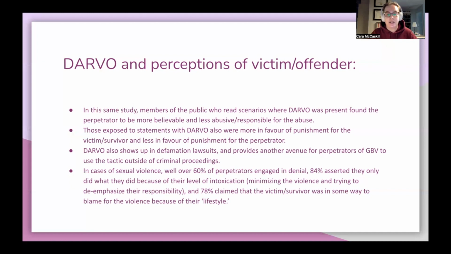78% of perpetrators claimed that the victim or survivor was in some way to blame for the violence because of their quote-unquote lifestyle. So they often brought up things like sex work or substance use or having children out of wedlock as a reason that the victim or survivor would be in some way culpable or to blame for the abuse that they experienced, which is, of course, ludicrous. But as we've seen, these types of assertions have a real impact on how perpetrators are viewed when they've engaged in gender-based violence.